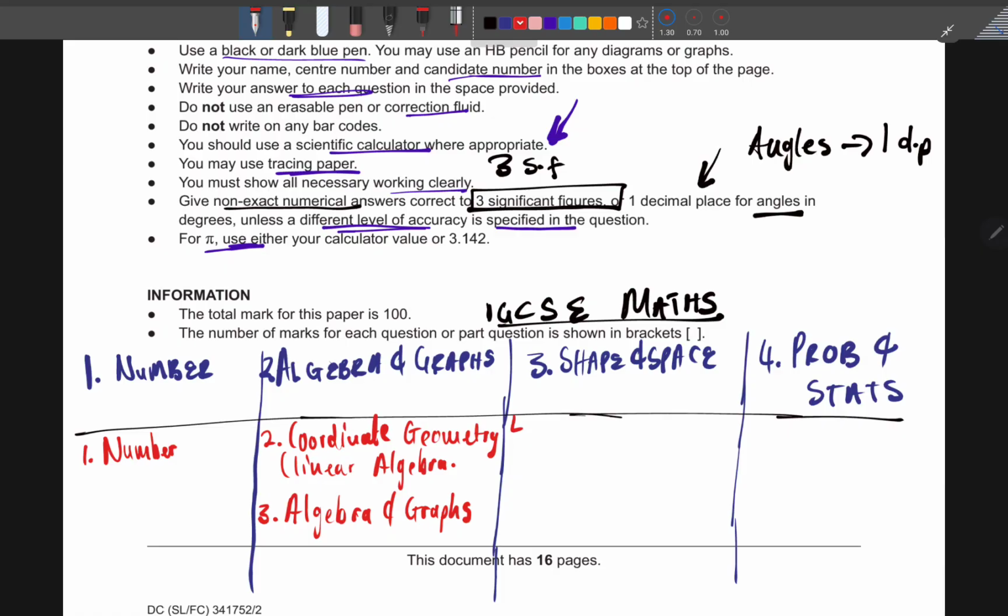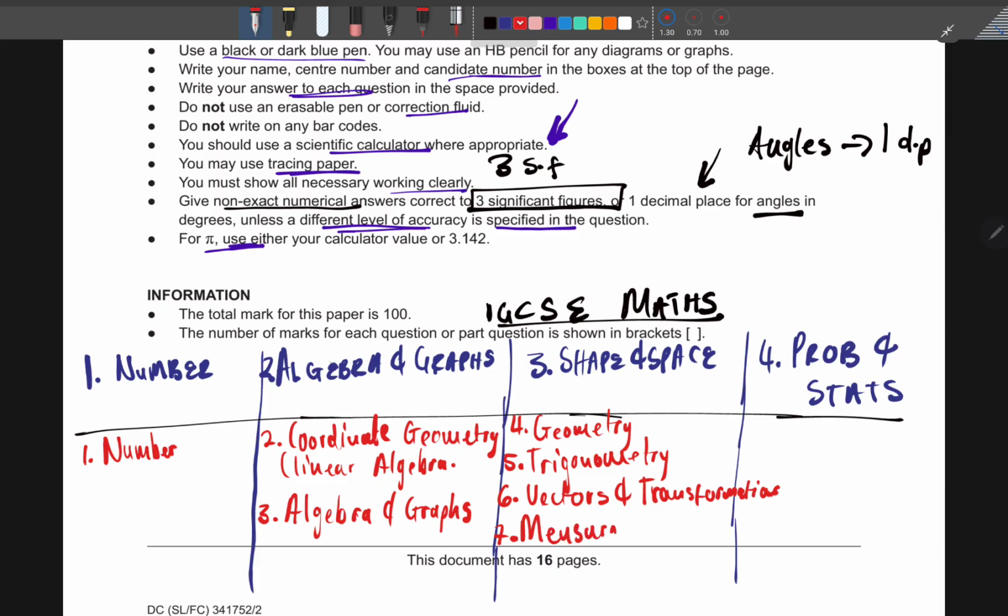Then what is topic number 4? We can say geometry. Then topic number 5 is going to be trigonometry. Then topic number 6 is vectors and transformations. Then topic number 7. Number 4 all the way to 7 is in this one. Number 7 is mensuration. Then 8 and 9 are in this last one. 8 is probability and 9 is statistics.